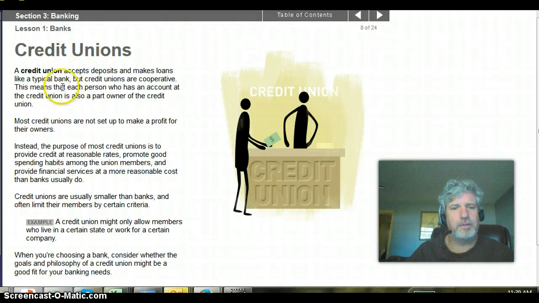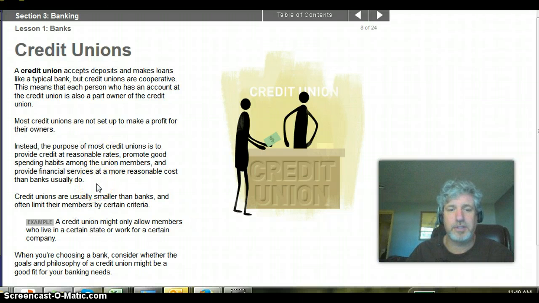There are also what are called credit unions. Credit unions accept deposits and make loans, like a typical bank, but credit unions are cooperative. That means that each person who has an account at the credit union is also part owner of the credit union. Most credit unions are not set up to make a profit for their owners. Instead, the purpose of most credit unions is to provide credit at reasonable rates, promote good spending habits among the union members, and provide financial services at a more reasonable cost than banks usually do.